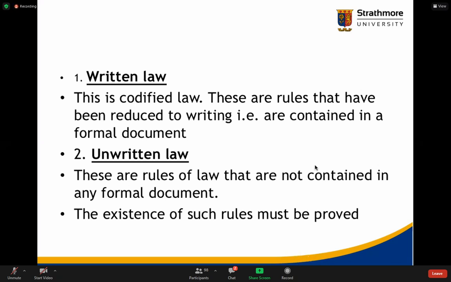So the question is as follows: are the Ten Commandments classified under written or unwritten law? It's a good question, and I like the fact that he or she has asked it. Are the Ten Commandments even sources of law in Kenya? Does the government of Kenya recognize them as a source of law? The straight answer is no.